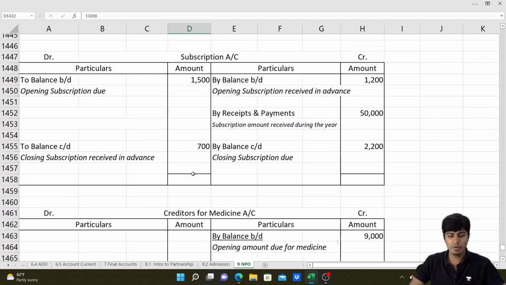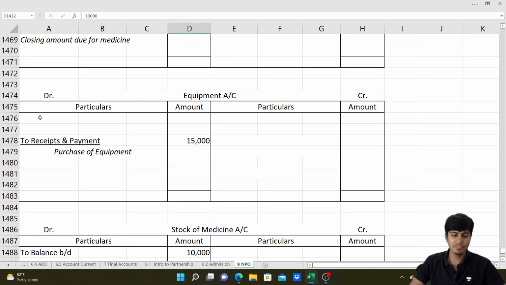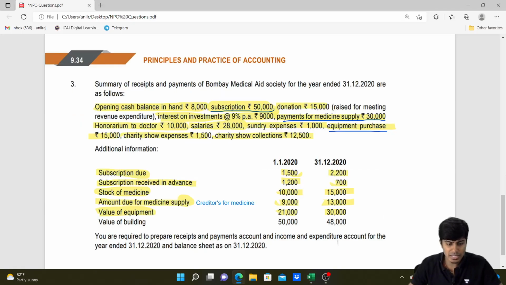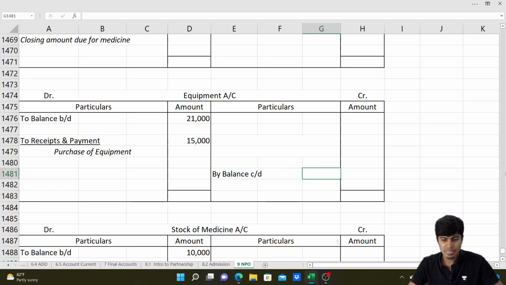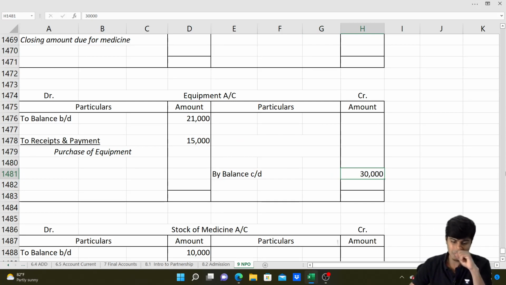We'll open one equipment account, and in the equipment account on the debit side, I'll write "to balance brought down." How much is that? That, my friends, is 21,000. And by balance carried down, closing balance of equipment, how much is this? This is 30,000. So 21,000 opening, 30,000 closing. And we are done with the equipment account by opening and closing balance.